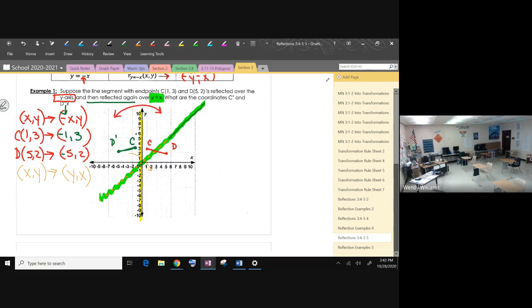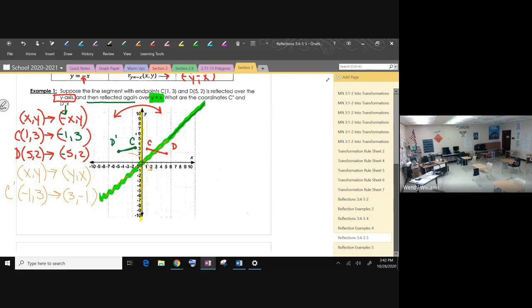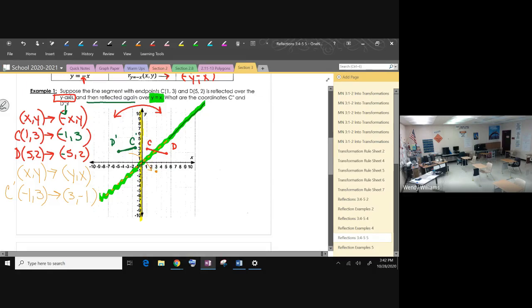So we start with the new prime, which was negative 1, 3, which was C prime, and we're going to switch the order. So we get 3, negative 1, and that's going to be C double prime. So 3, negative 1 is down here. And then we're going to take D prime, and D prime is negative 5, 2, and the rule says y x, so we're going to graph that as D double prime, 2, negative 5.